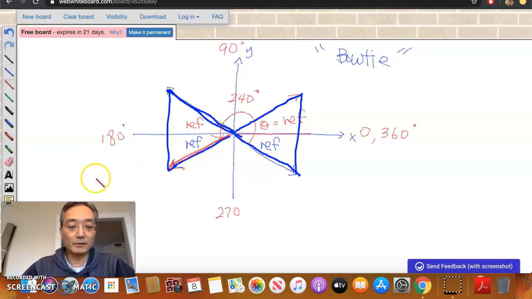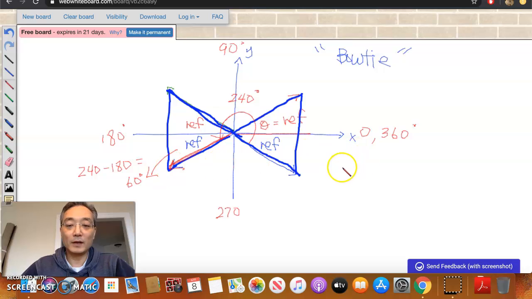Well, the reference angle is, remember, it goes beyond 180, right? So 240, to find this angle in here, you would have to take 240 and subtract 180, correct? So 240 minus 180 gives you, I believe, 60, correct? So the reference angle here is 60 degrees.